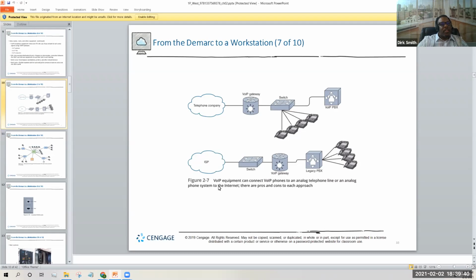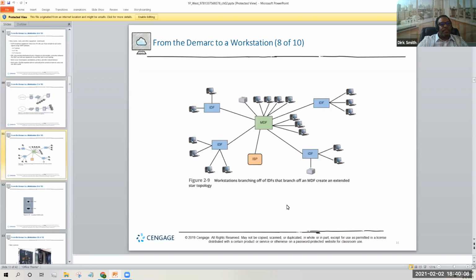Voice equipment can be connected either as voice over IP phones, or to an analog telephone line or an analog phone system. That's the internet. So there are pros and cons to each approach. Basically, they're saying that this is the bottom one, the old way of doing it, and this is kind of the new way of doing it up top. So this is like the legacy phone box system, and then to the phones. They kind of switch that, and then the switch here kind of goes with it. So there are pros and cons.